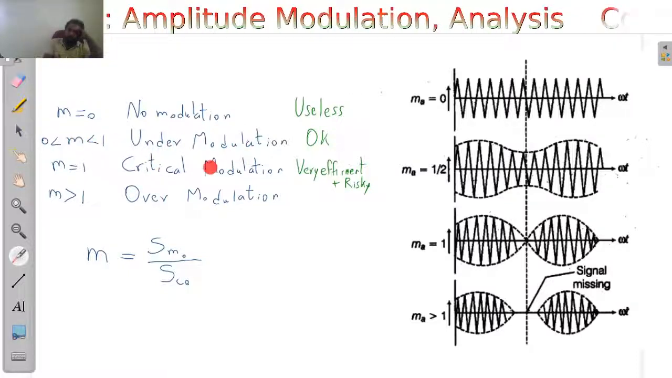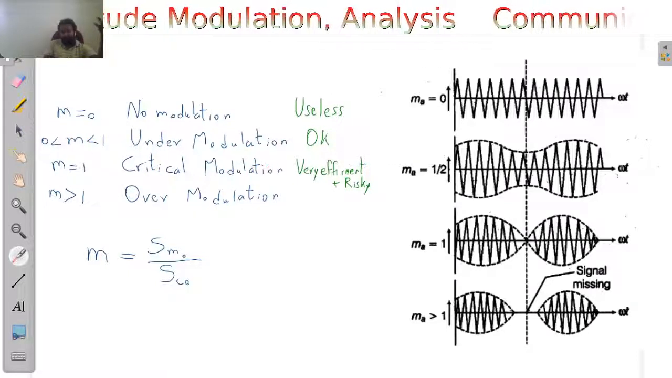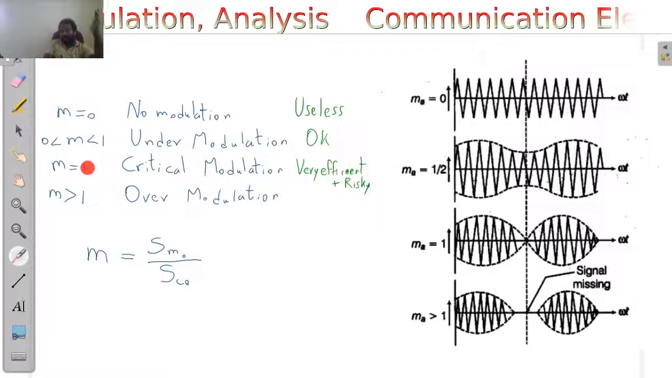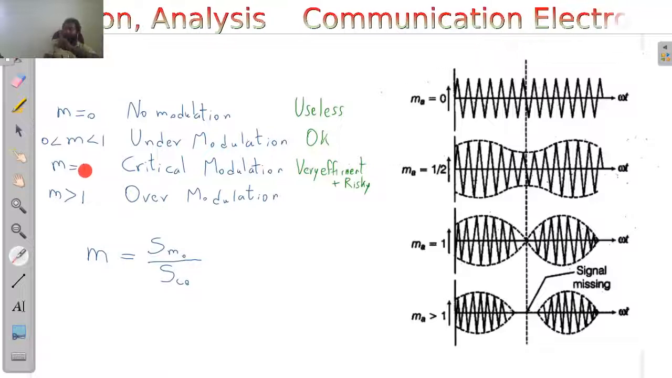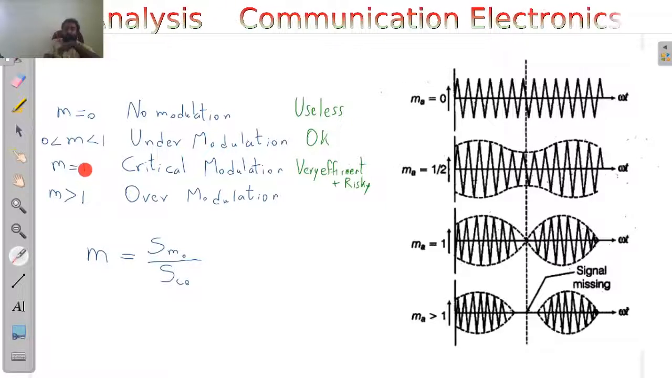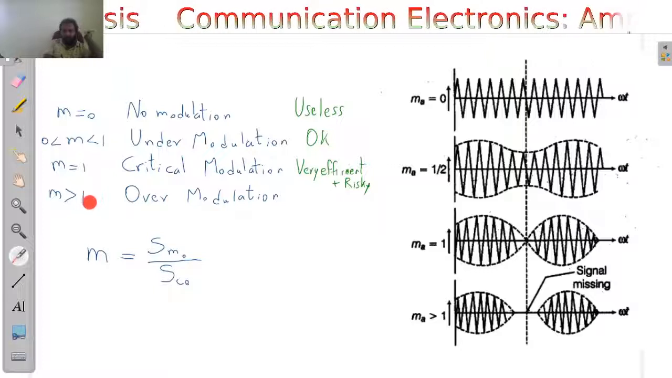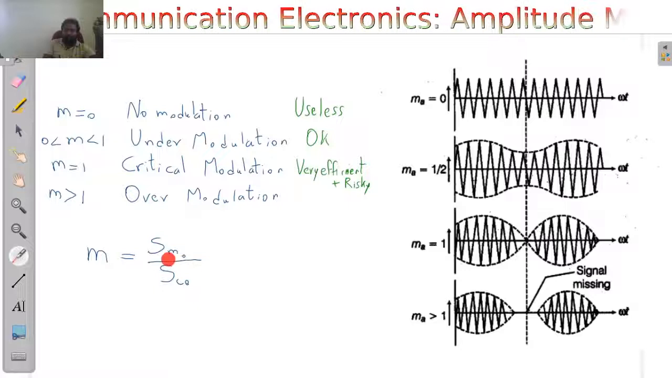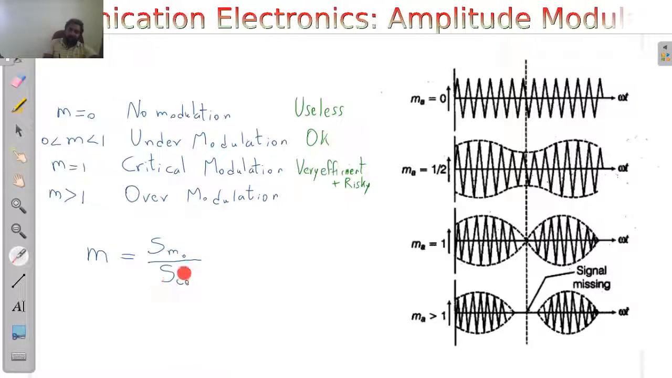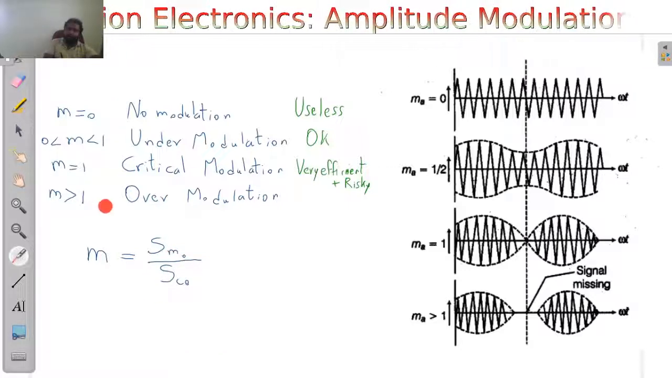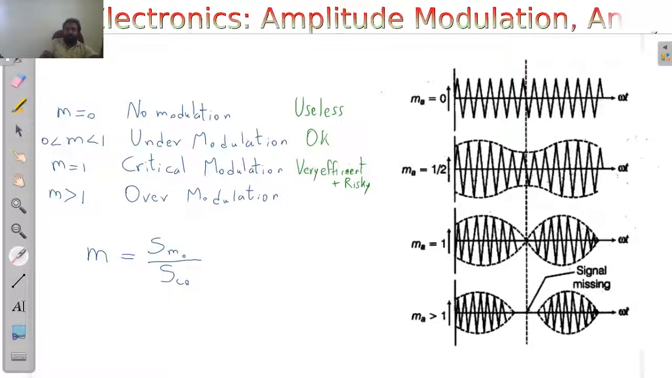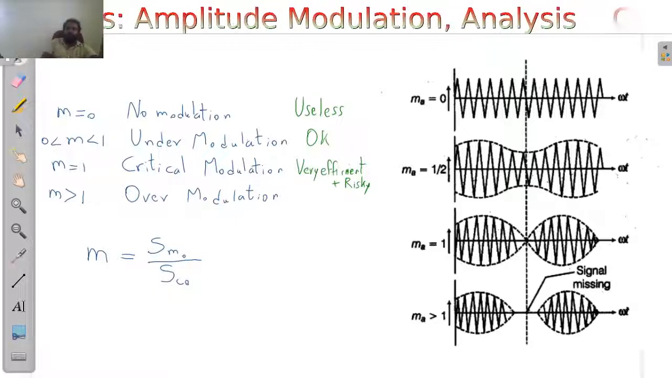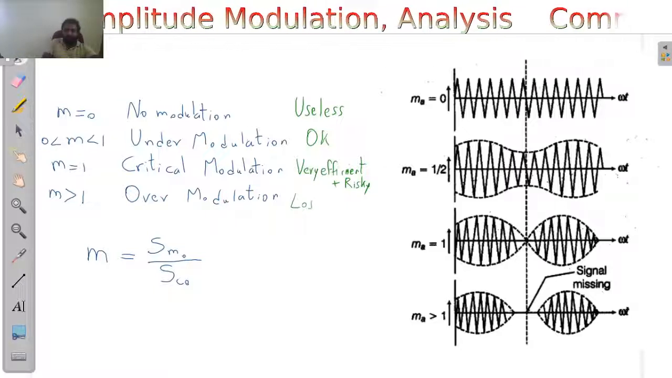And why don't you use the critical modulation condition? Although it is very efficient, it is very risky, because for modulation index 1, you cannot guarantee in electronic systems that your modulation index is always going to be 1. It can go beyond 1. When your modulation index goes beyond 1, that is, when your message signal peak amplitude goes above the carrier signal peak amplitude, then a condition called over modulation happens. And in over modulation, you lose a lot of information.